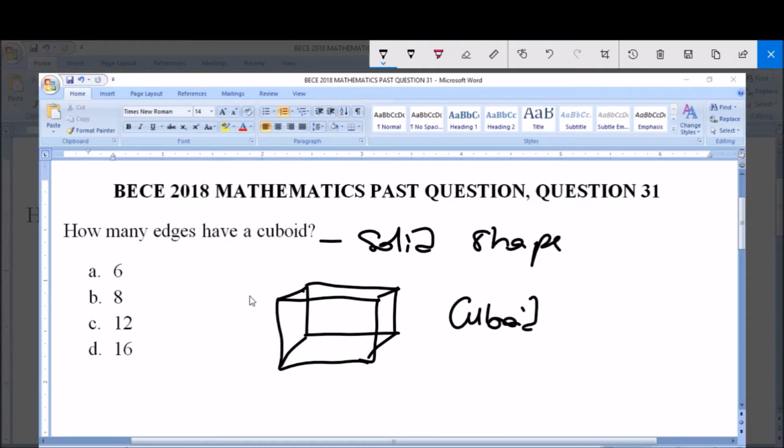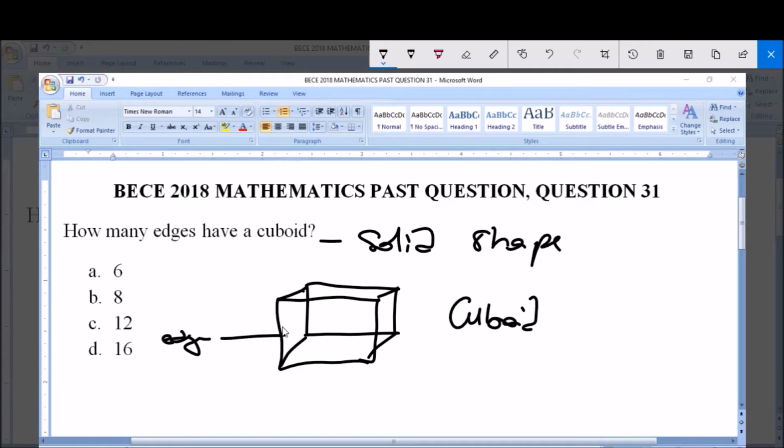Now, for us to find the number of edges, we count what? We count all these. This here is an edge. This is an edge. So we count the number of these edges of the cuboid to find the number of edges possessed by a cuboid. Now let's start with the counting.